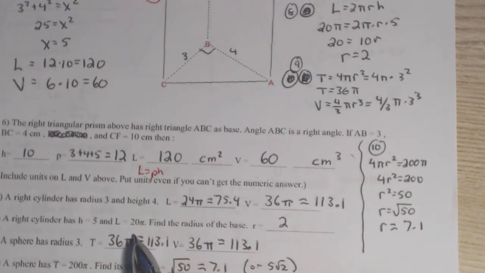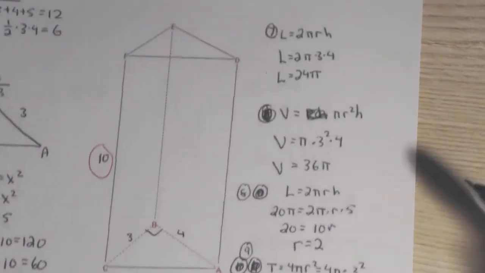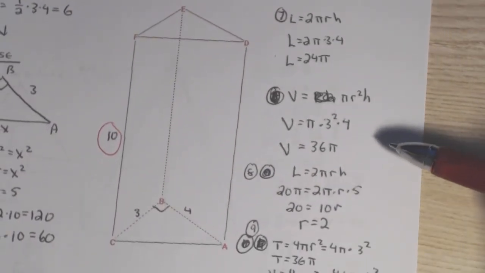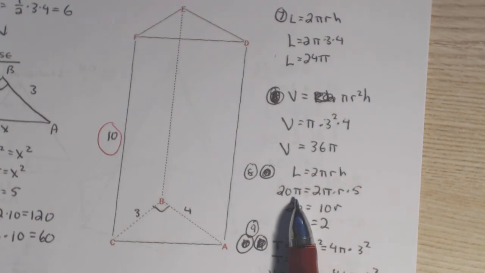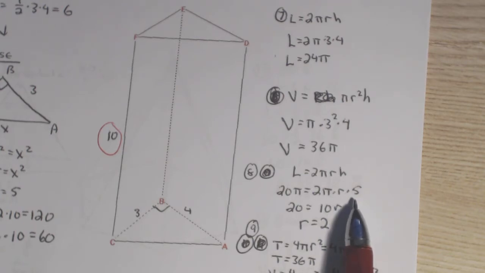Number 8 is a right cylinder problem, and we know its height. We'd like to know the radius of its base. We also know its lateral area. So in problem number 8, you want to take the formula that's on your formula sheet for the lateral area of a cylinder, and it's 2 pi RH. Plug in what we're given in the problem. The lateral area was 20 pi equals 2 pi r, which is what we're trying to find, times the height of 5.